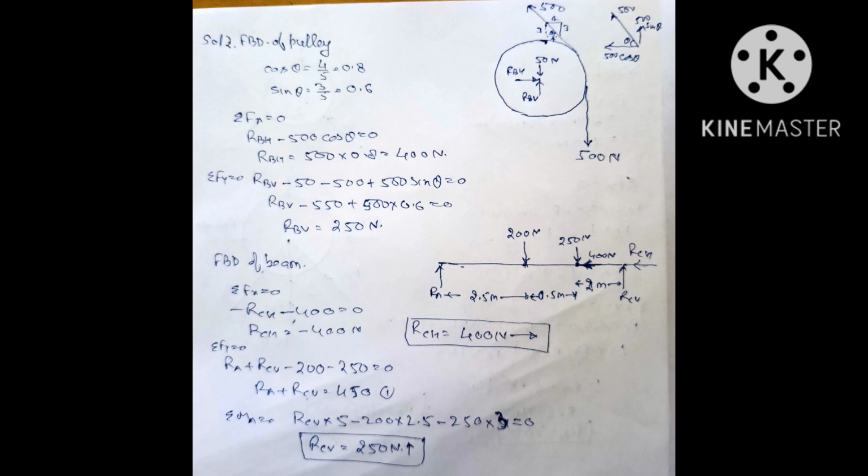So RCV into 5 minus 200 into 2.5 minus 250 into 3 equal to 0. It will give you the value of RCV as 250 Newton. So this is how we will calculate the value of hinge reactions RCH and RCV.